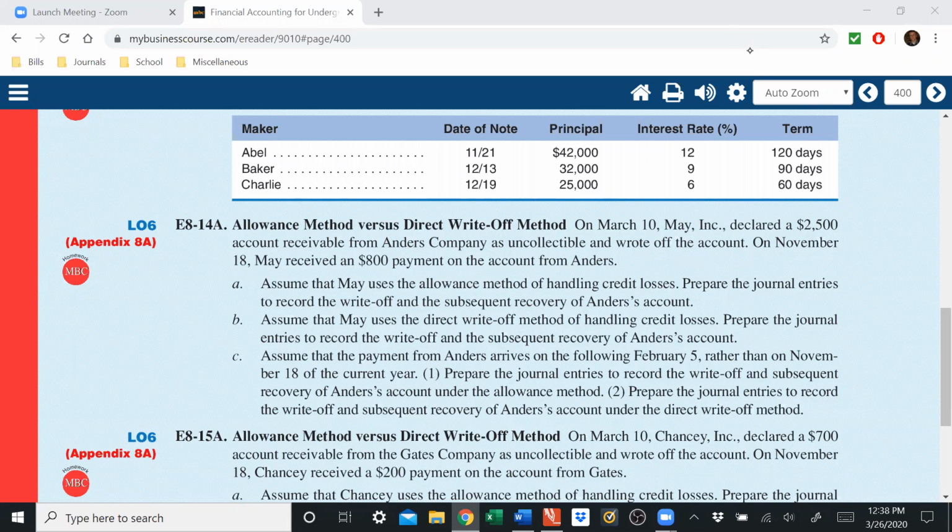All right. On March 10th, May Incorporated, well, that's a little confusing, declared a $2,500 account receivable from Anders Company as uncollectible, and they wrote off the account. On November 18th, May Incorporated received an $800 payment from Anders Company to pay for part of the account that they owed. But May had already written off the whole account as uncollectible. In part A, it says, assume that May uses the allowance method of handling credit losses. Prepare the journal entries to record the write-off and the subsequent recovery of Anders' account.